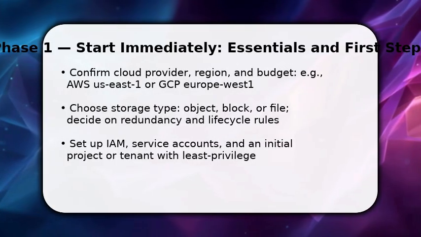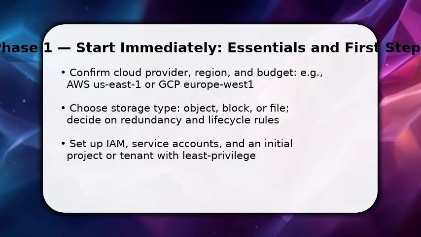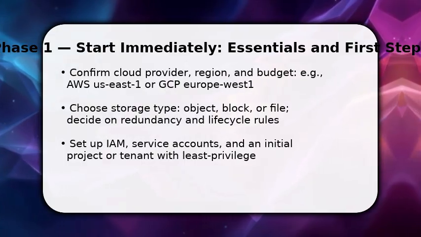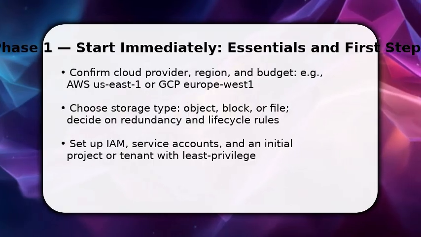You start by locking down prerequisites. Pick a cloud provider and region because latency and costs matter. Next, choose storage type: object for files, block for VMs, file for shared mounts, so you design access patterns correctly.